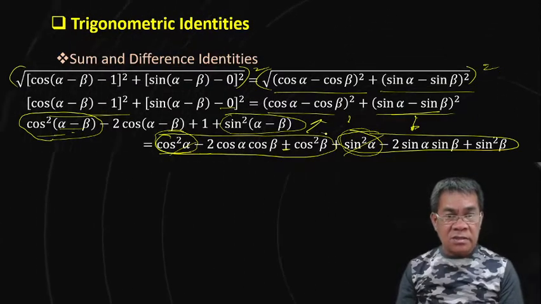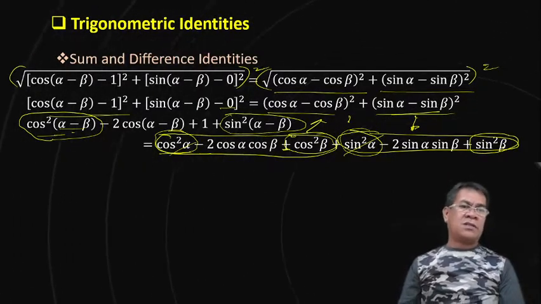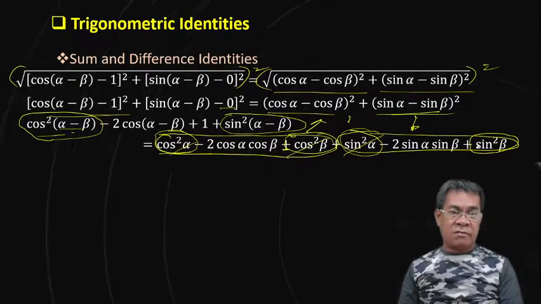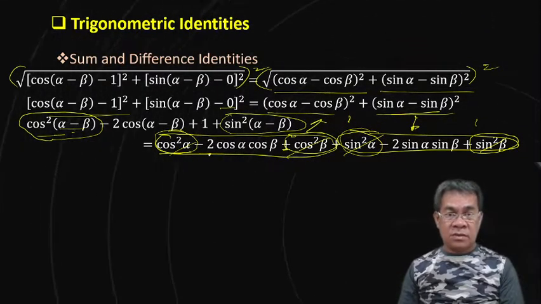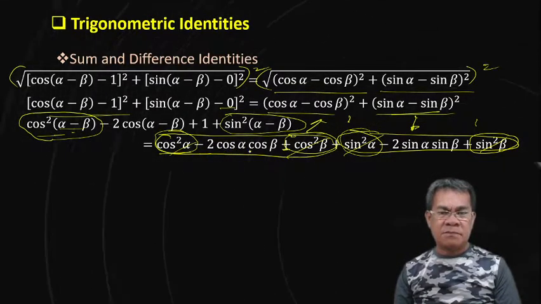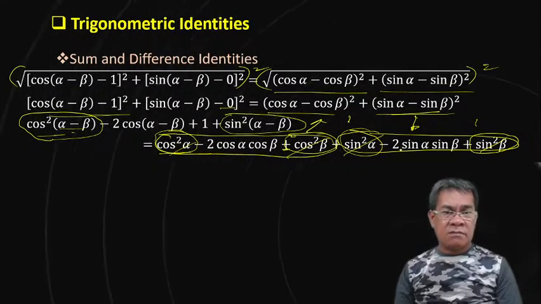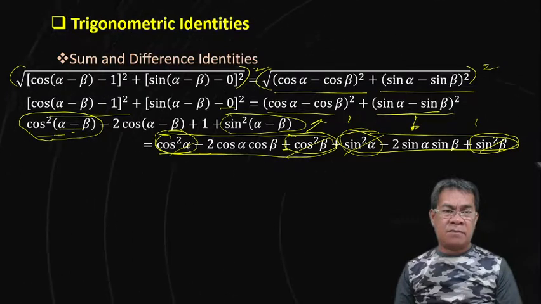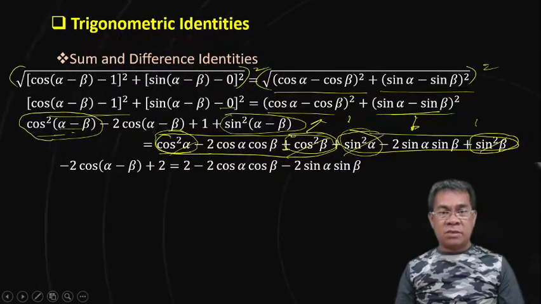Another is cosine of the angle beta, and we have also the square of the sine of the angle beta. Again, you can remove this and replace it with 1. So we have 1 plus 1, 2. So what we have now is 2 minus 2 cosine alpha cosine beta, minus 2 sine alpha sine beta, then plus 2. Okay, that's it. So 2 plus 2. This will be the result.